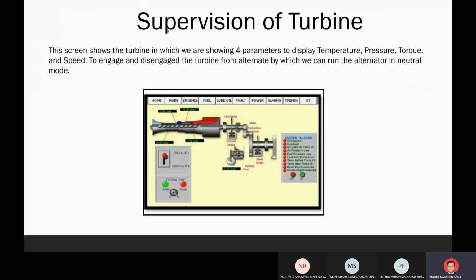Okay, next is supervision of the turbine. As we can see, this screen shows the turbine, in which we display four parameters: temperature, pressure, torque, and speed. We can engage and disengage the turbine from the alternator, by which we can run the alternator in neutral mode.